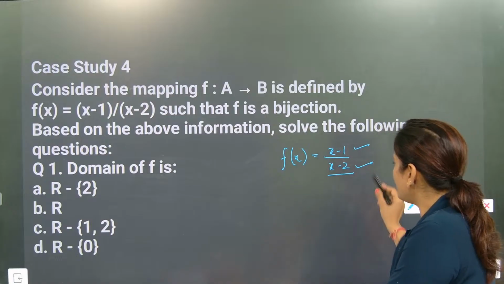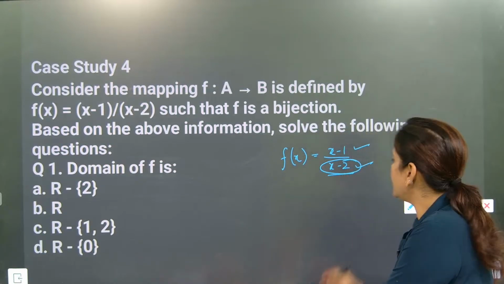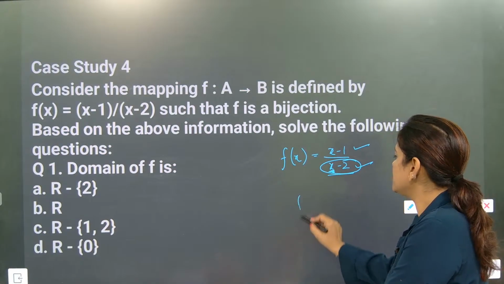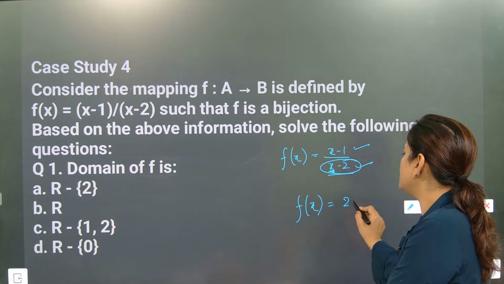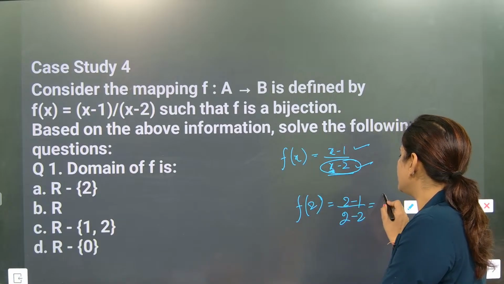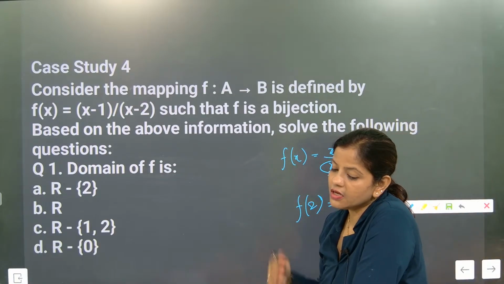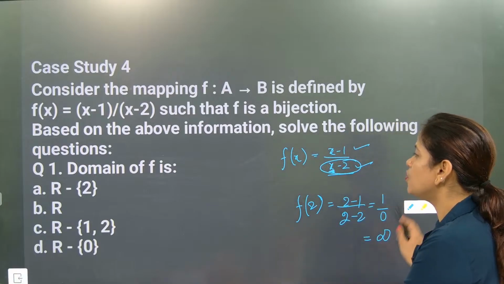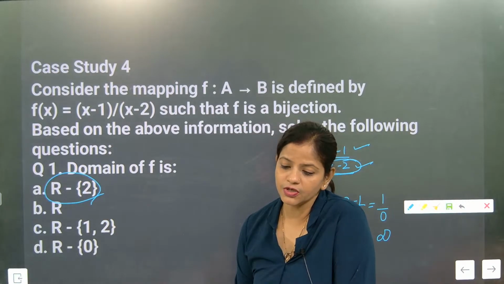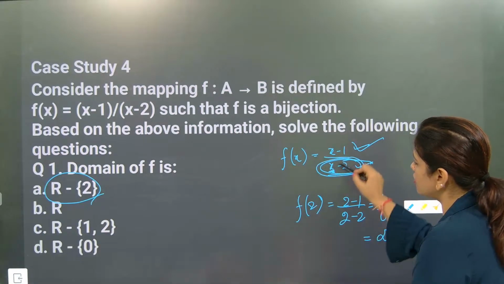Domain of f. Domain of f means, beta, what value of x will make it infinity? So here you need to check. The moment you put x equal to 2 here, what will the function be? Putting x equal to 2, it will become 2 minus 1 by 2 minus 2. It will come 1 by 0, which is infinity. And the function has a problem with infinity, beta. Infinity should never come. So definitely the domain of the function should not have 2 in it. Only the denominator needs to be checked, the numerator should not be checked. The numerator 1 is not a problem, the denominator should not be 0, understood.